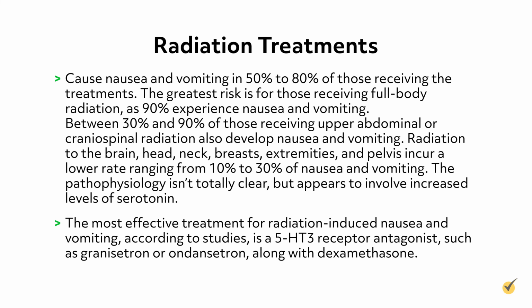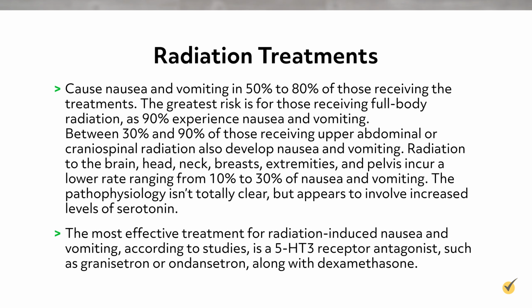The most effective treatment for radiation-induced nausea and vomiting, according to studies, is a 5-HT3 receptor antagonist, such as granisetron or ondansetron, along with dexamethasone. Typically, for high-risk radiation therapy, the 5-HT3 receptor antagonist and dexamethasone are administered on the days of the therapy before treatment and the day after if no treatment is scheduled that day. When people are receiving chemotherapy and radiation therapy concurrently, then antiemetic protocols for chemotherapy are generally used.